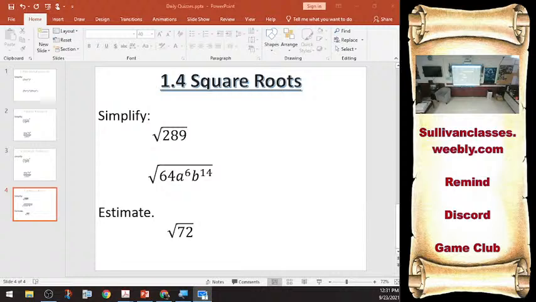The packet makes life easier. It is not requisite. You can do everything in here in your notebook, as long as you label what you're doing, you're good.